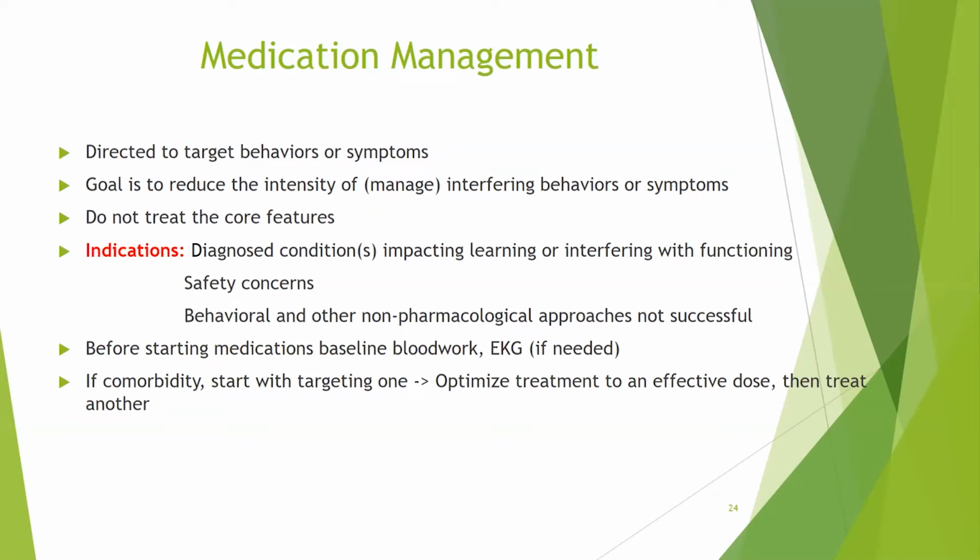There might be some preliminary workup that may be needed, for example, an EKG with certain medications. And generally, when we treat, we start with targeting one co-occurring condition and then optimize the medication to an effective dose and then treat the other conditions.